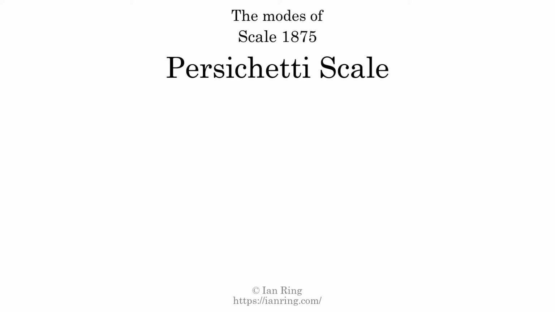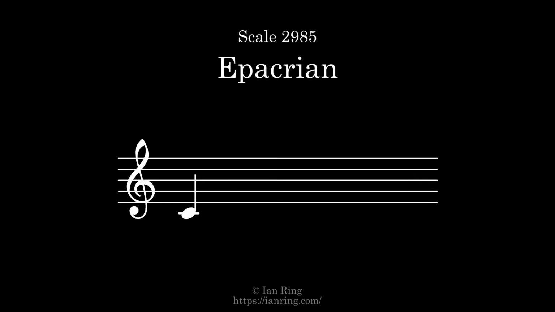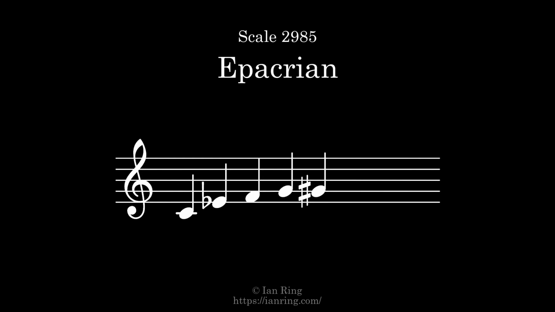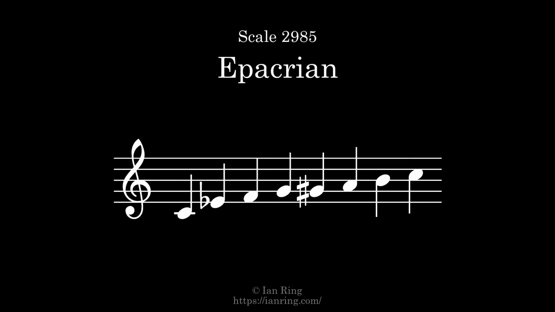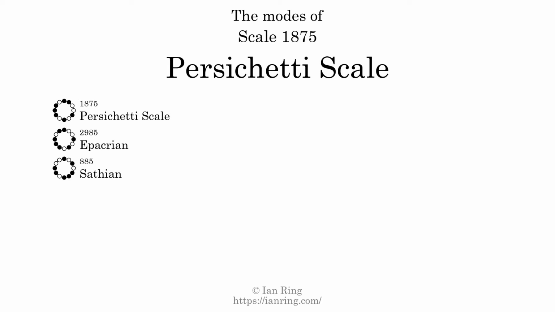This scale has 7 modes. The first mode is itself. The second mode is scale 2985, also known as a Pacrian. It sounds like this. The third mode is scale 885, also known as Sathian. It sounds like this.